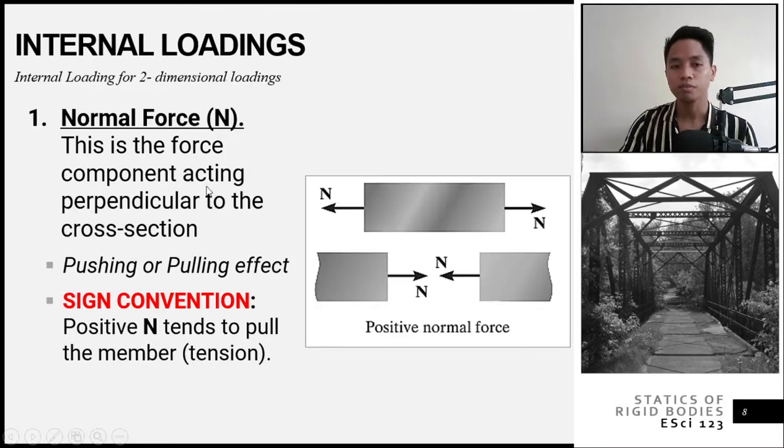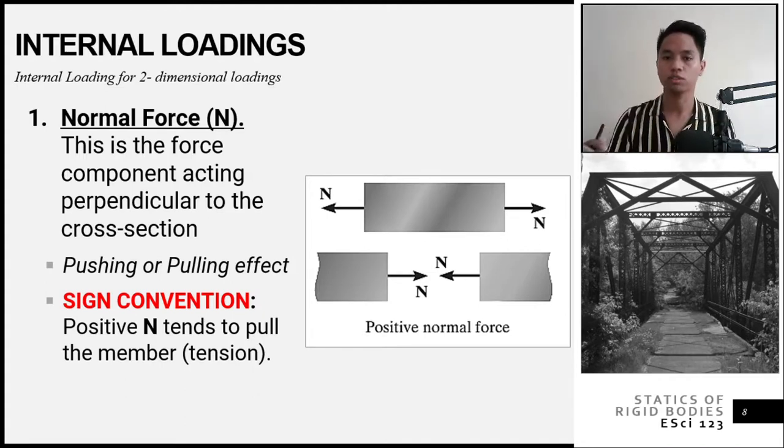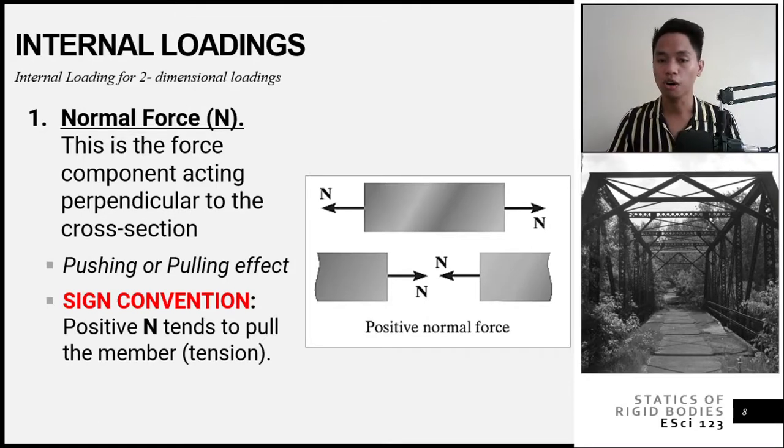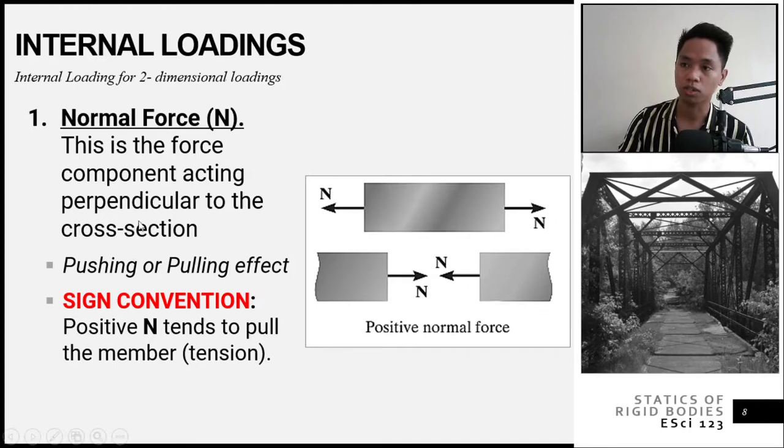First, this is your normal force. This is the force component acting perpendicular to the cross-section. For example, if you cut the member and face the cross-section, that is the force acting toward it. It is perpendicular to your area, because this is your area and you apply the force perpendicular to it. In other words, it is a pushing or pulling effect on your beam or member.